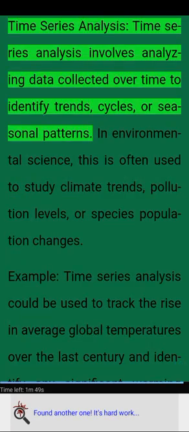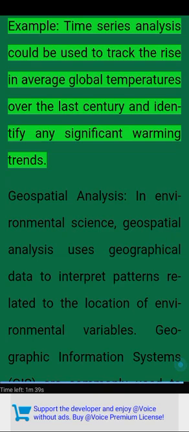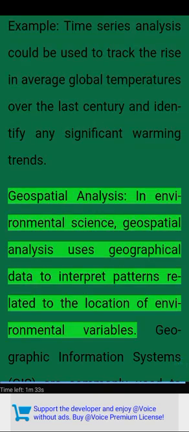Time series analysis. Time series analysis involves analyzing data collected over time to identify trends, cycles, or seasonal patterns. In environmental science, this is often used to study climate trends, pollution levels, or species population changes. Example: time series analysis could be used to track the rise in average global temperatures over the last century and identify any significant warming trends.